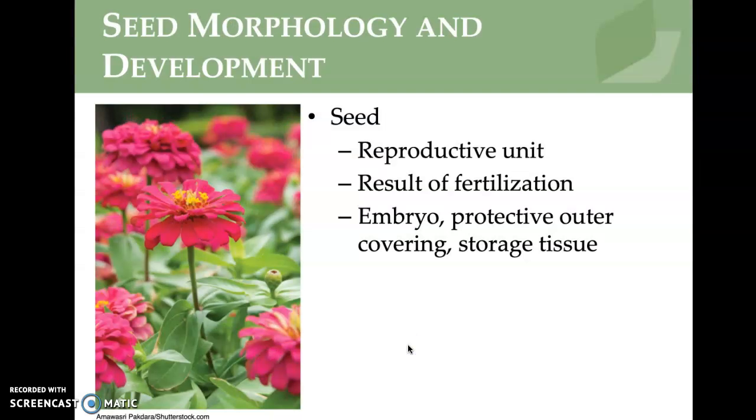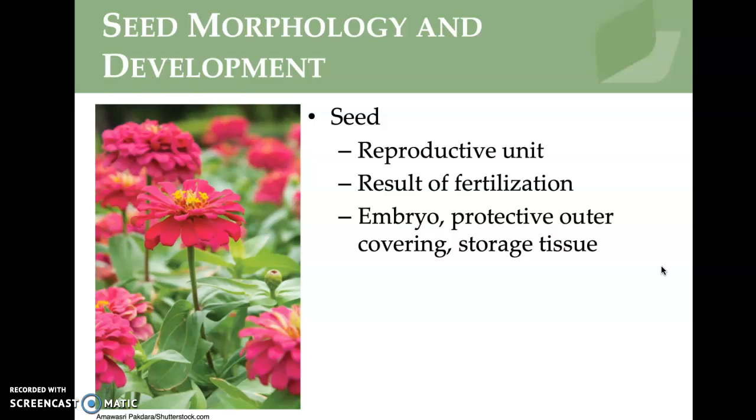So, seed morphology and development. This picture shows you some zinnia flowers. We're talking about the seed itself as a reproductive unit. It is basically a baby plant. So when they say the word embryo, think of that's the baby plant. It's a result of fertilization. They do have a protective outer covering and storage tissue, and they can be dicots or monocots.